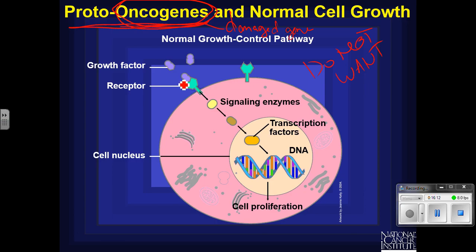So, for example, when we've talked about cell communication, a growth factor reaches a receptor on a cell, produces signaling enzymes, and then that turns on transcription factors that are going to make a gene active. It's going to make the gene, and it's going to produce protein.